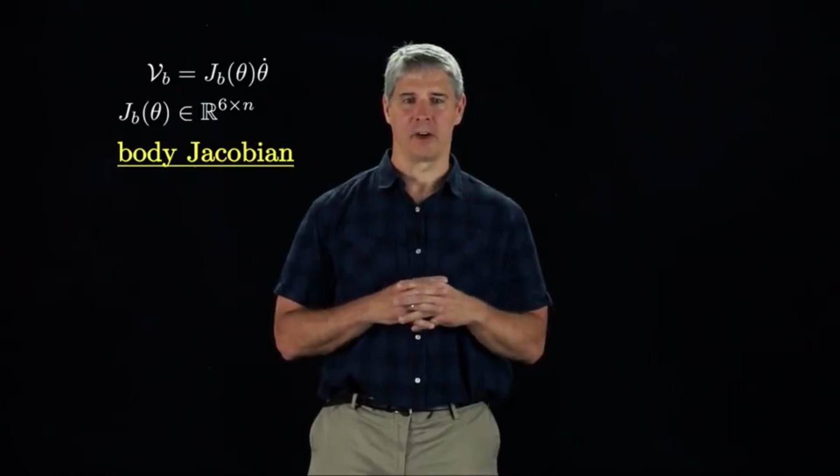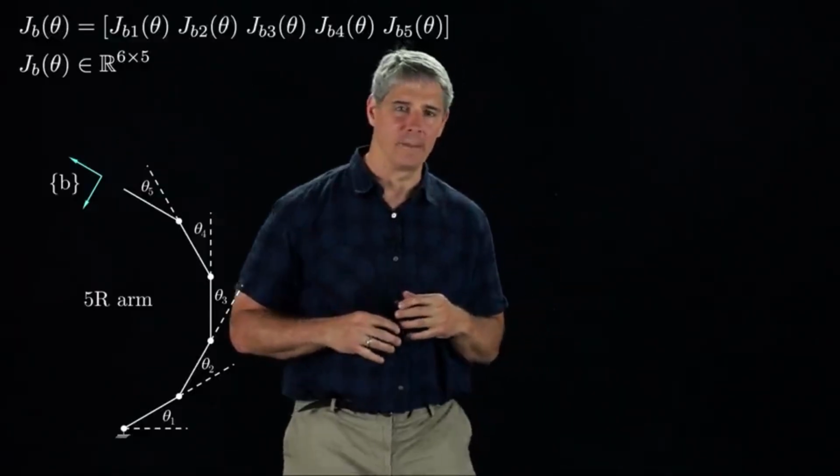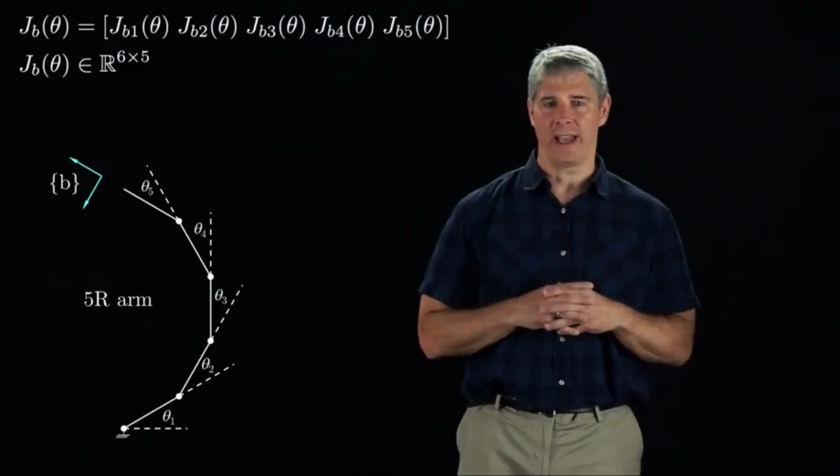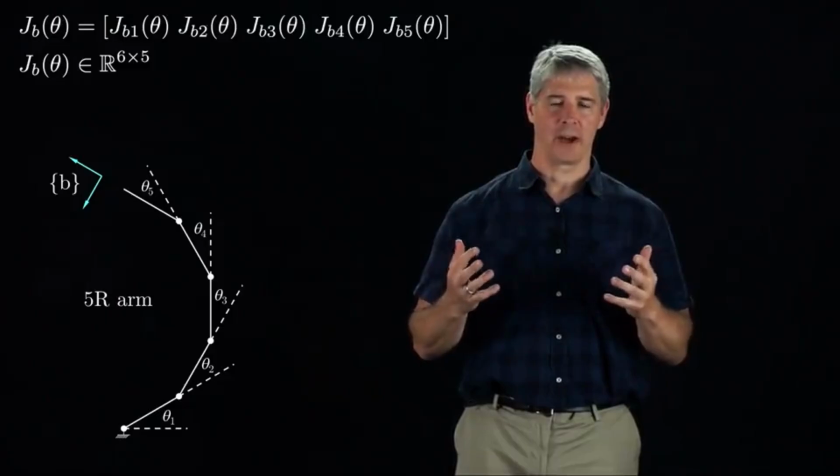To derive the body Jacobian JB, let's use the 5R arm from the previous video as an example. To derive JB, we need to define the end-effector frame B, but we don't need an S-frame.